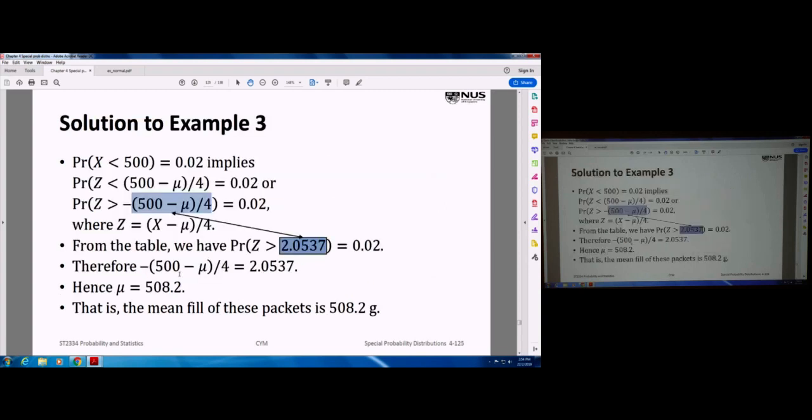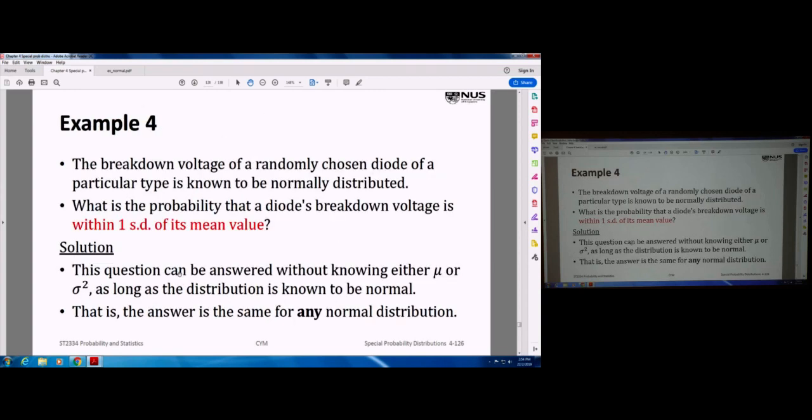Okay, that's example 3. Example 4: the breakdown voltage of a randomly chosen diode of a particular type is known to be Gaussian distributed. What is the probability that the diode's breakdown voltage is within 1 standard deviation of its mean value? Now the nice thing about this question is that it doesn't matter what the mean and the variance are. You don't need to know either of those things.